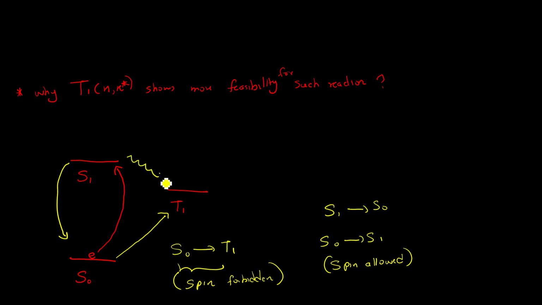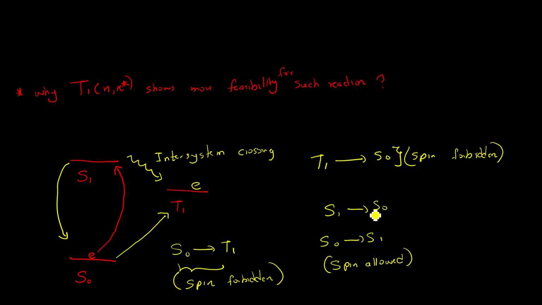Otherwise, intersystem crossing can happen to populate the T1 state. I hope you remember these things. We have talked about intersystem crossing in the first videos of our series. Now when you have populated this T1 excited state, in order to relax you have to do the transition T1 to S0. If you look at this carefully, you will see this is spin forbidden. So this transition has very low probability.